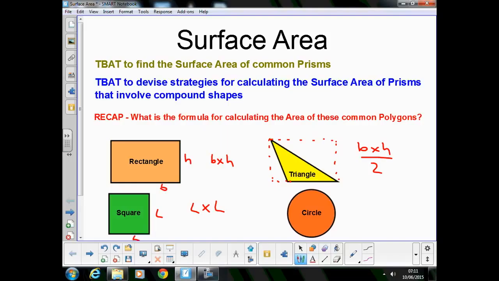Now, the circle is a special formula. We first need to calculate the radius, which is the distance from the centre of the circle to the edge. And our formula for the area is pi times the radius times the radius. This is often written as area equals pi r squared.